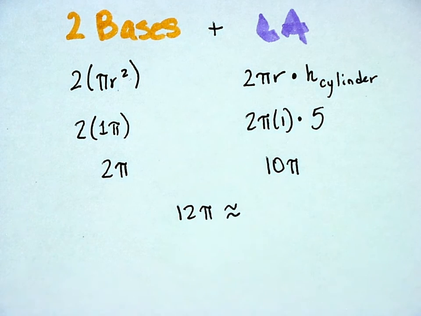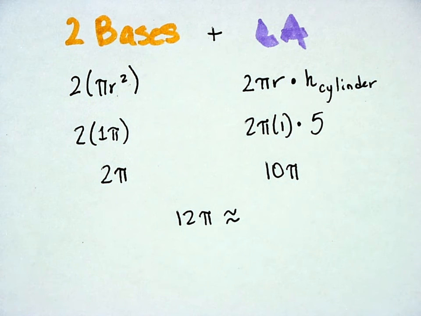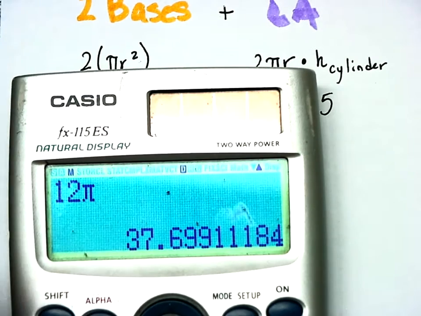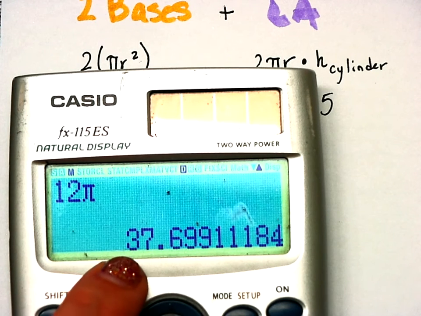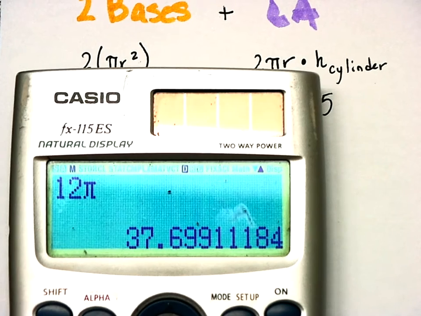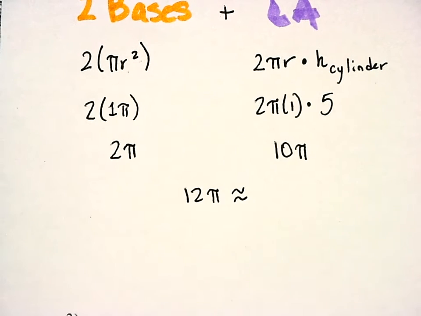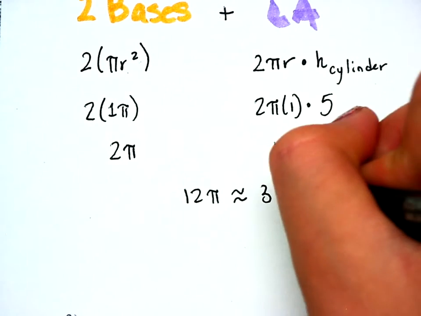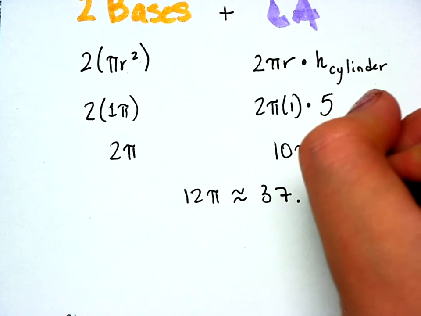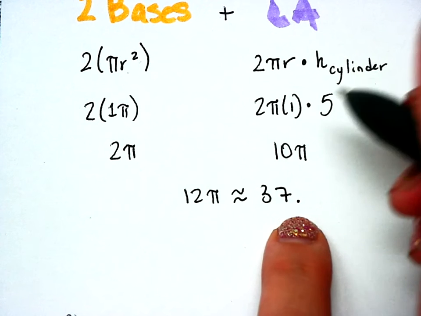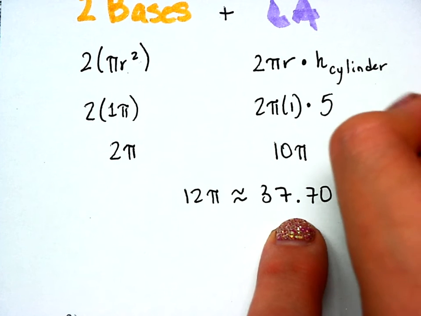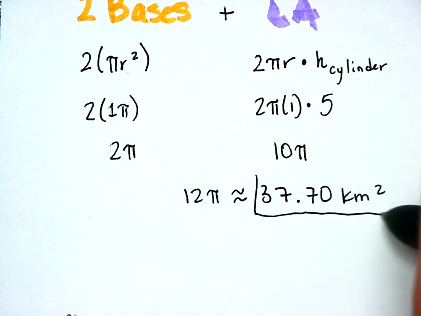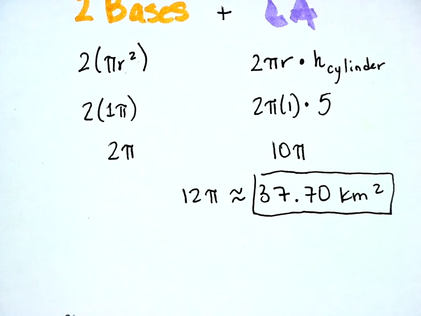and then I'm going to round it, so I've got my approximate to equal sign. So 12 times pi, and using my pi button, so notice I actually used pi, so I'll get the closest to the correct answer possible, and I'm rounding it to the nearest hundredths place. So I've got 37 point, oh, and this time, since we're rounding it to the hundredths, it's going to be 70 kilometers squared. So this is our rounded answer.